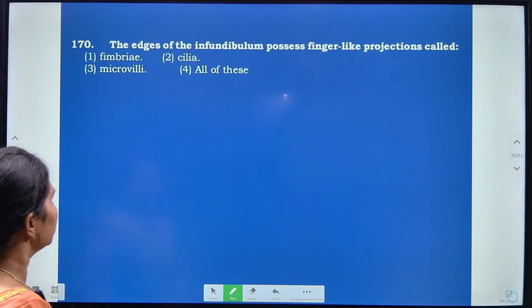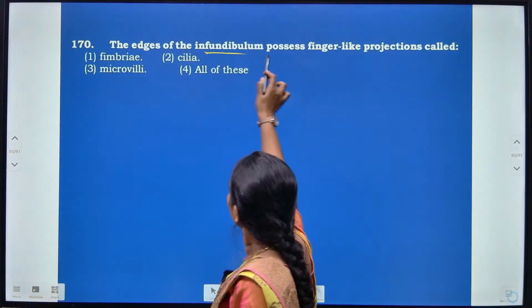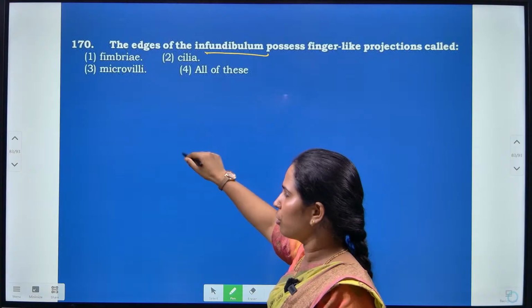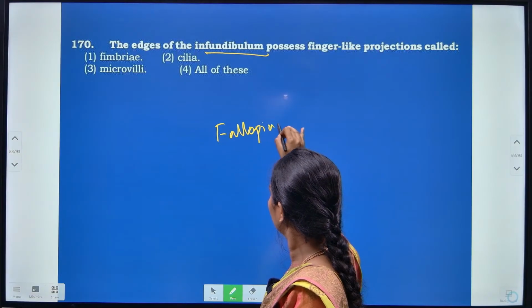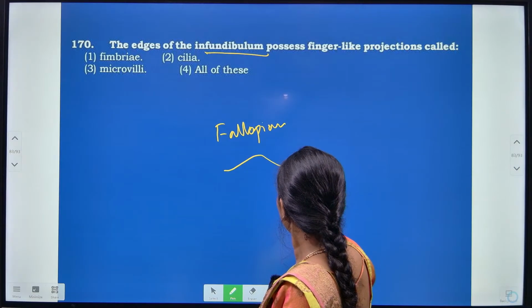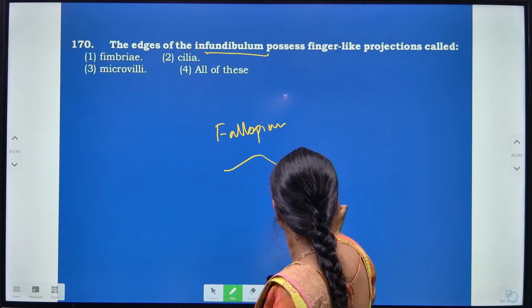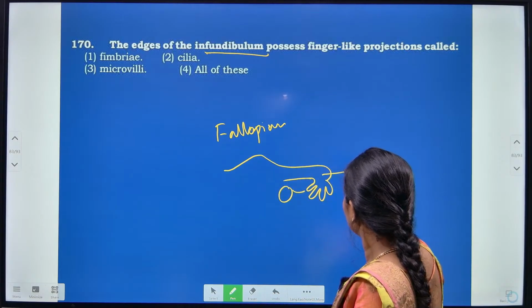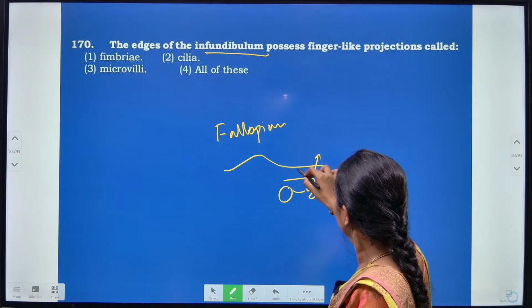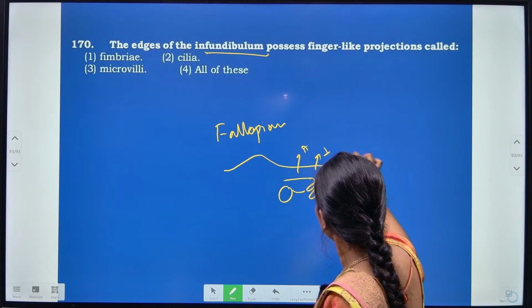Okay. The edges of the infundibulum possess finger-like projections. Now, the infundibulum is the first part of the oviduct, that is the fallopian tube here. If this is the rough structure of the female reproductive system, then these are going to be the finger-like projections. It is attached to the ovary with a ligament. So this part is the infundibulum, then comes the ampulla, then this is the isthmus, and this is the ampullary-isthmic junction here.